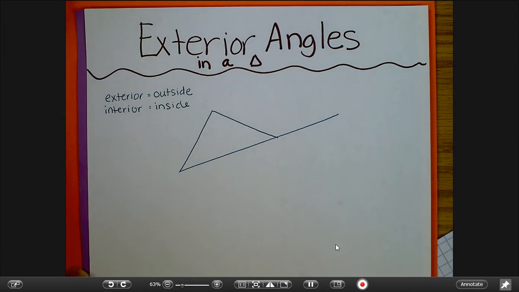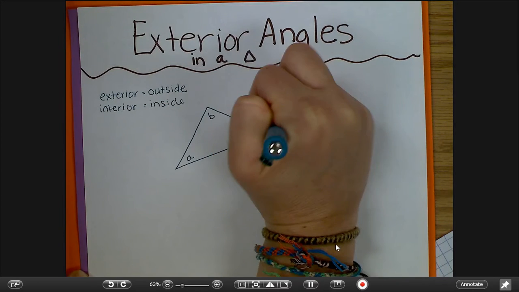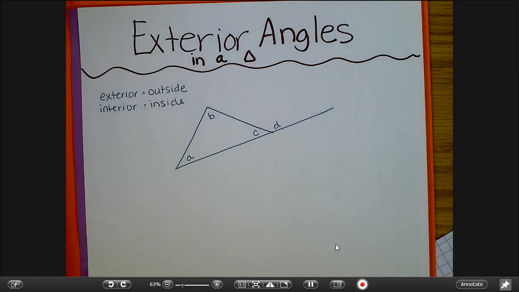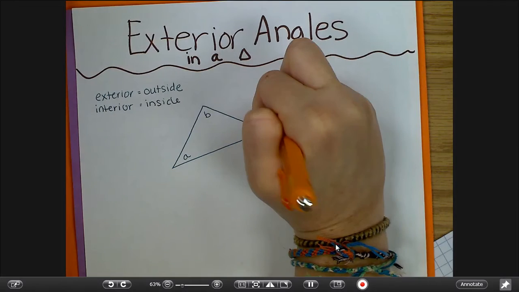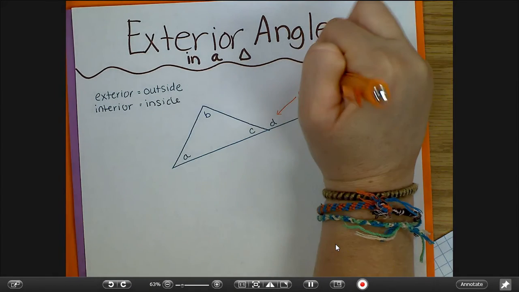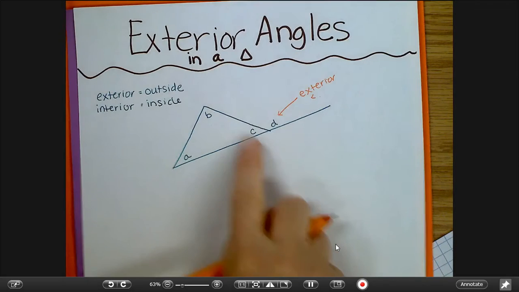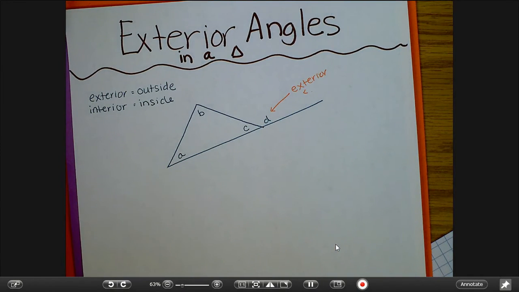All right, so I'm going to label these angles. And I'm going to just make sure you understand. This angle, angle D, is an exterior angle. Okay, so you can see it there on the outside of our triangle. Okay, just because I like to make sure that I give you a lot of information.